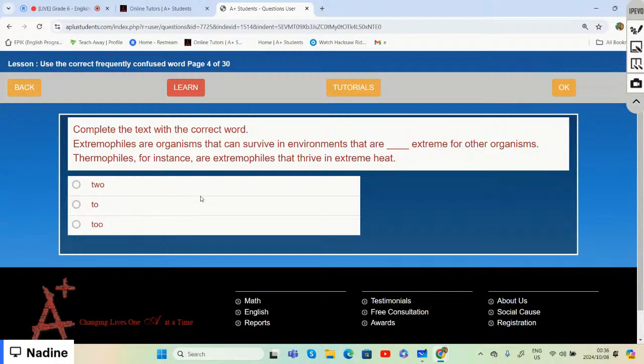Well done. Here we also have words that we often get confused with: to, too, two. If you look at all three of those words, they sound the same, but the spelling and the meaning are different.